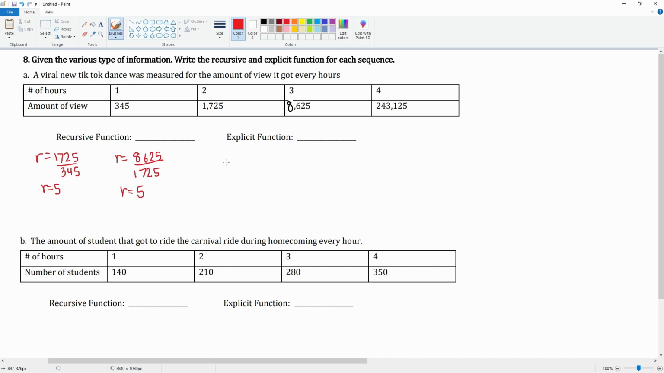And let me see if we can multiply that by 5 again. And this should be right here. That should be 43125. Okay, we're multiplying by 5 each time.